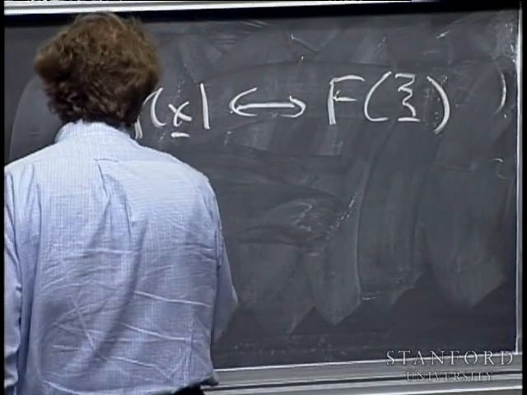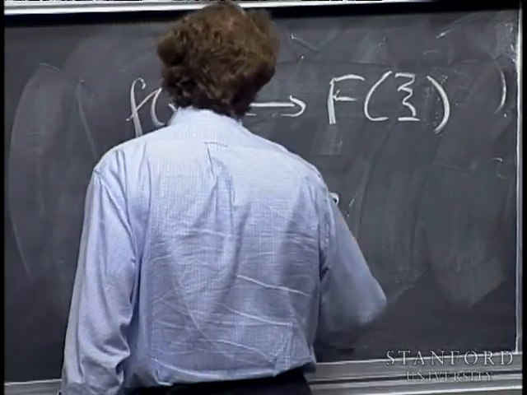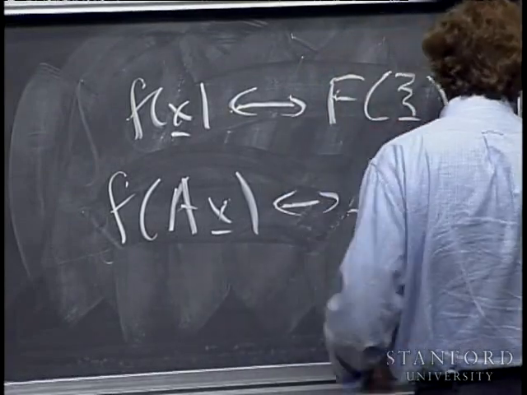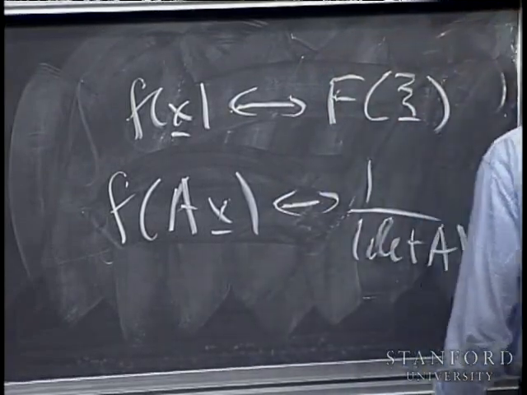Once again, if f of x corresponds to F of C, then f of Ax corresponds to, I'm just writing down the theorem again, f of Ax corresponds to 1 over the determinant of A times F of A inverse transpose C.